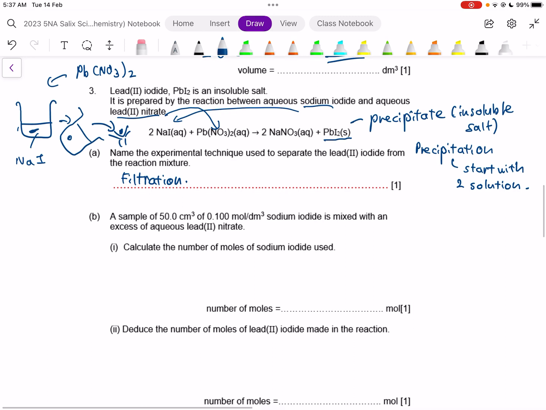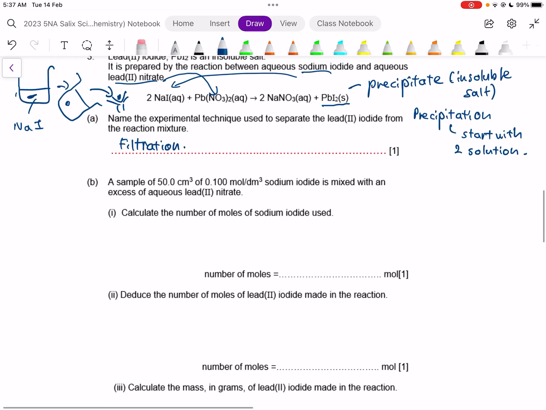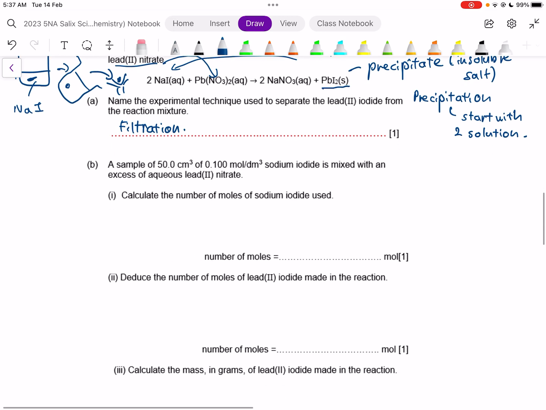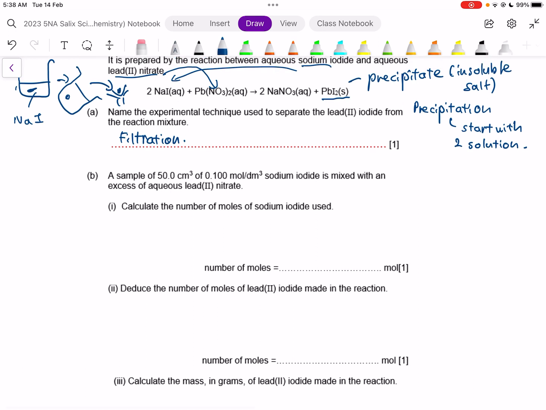So let's look at part B, which is more of the mole concept part. 50 centimeter cube of 0.1 mole of sodium iodide is mixed with an excess of lead(II) nitrate. So in this case, lead(II) nitrate is in excess. That means your sodium iodide is actually the limiting.